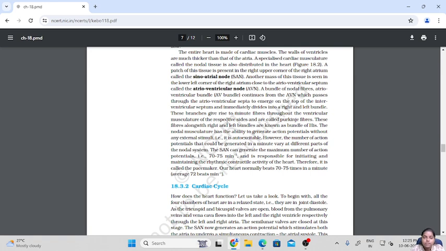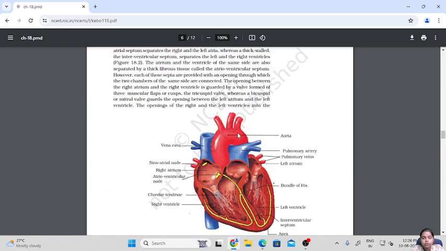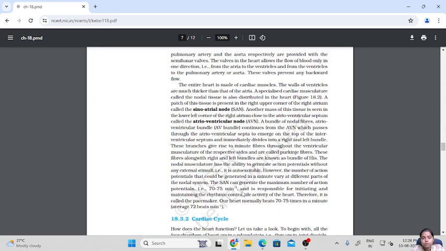These branches give rise to minute fibers throughout the ventricular musculature of the respective sides, and these small fibers are called the Purkinje fibers. These fibers, along with the right and the left bundles, are known as the bundle of His. Here they have shown this portion as the bundle of His, and these are the small fibers called the Purkinje fibers.